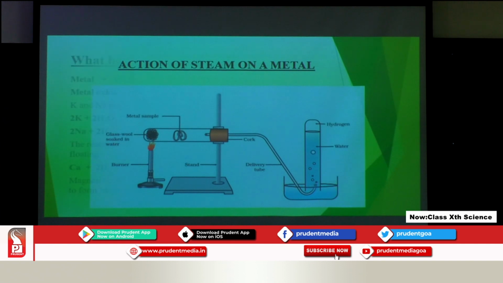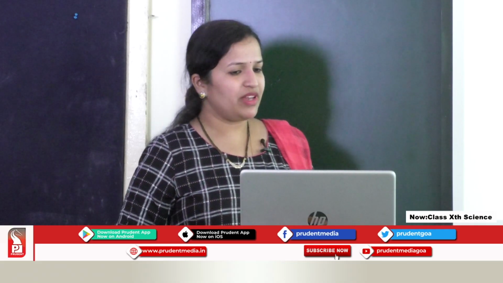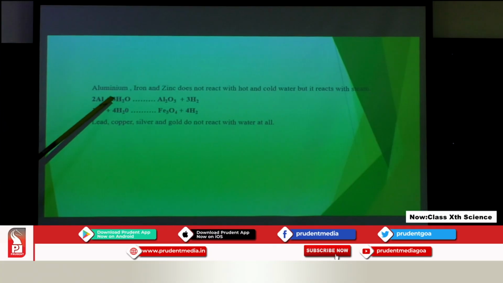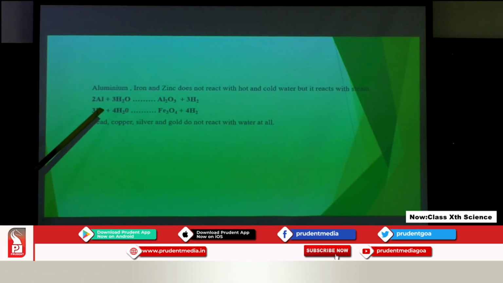Okay. So, suppose the metal is aluminium. When aluminium reacts with the steam, that is water present in the form of steam, we will get aluminium oxide, and hydrogen gas is released.